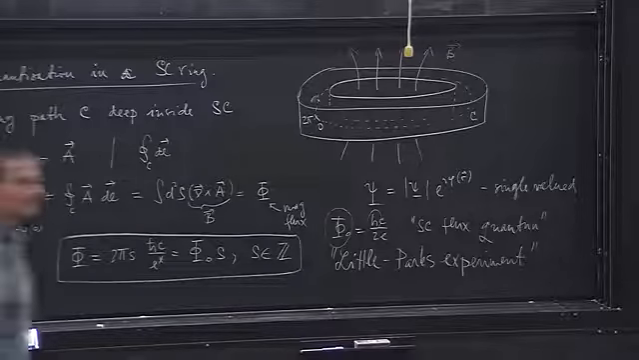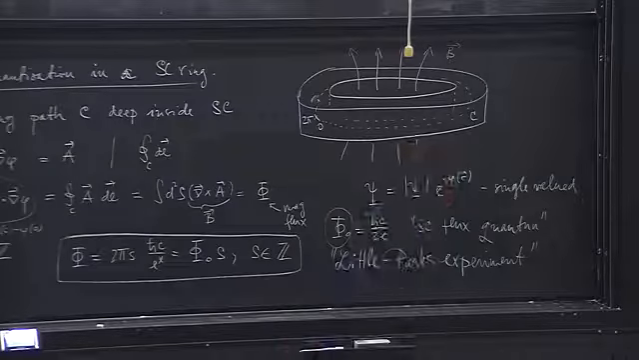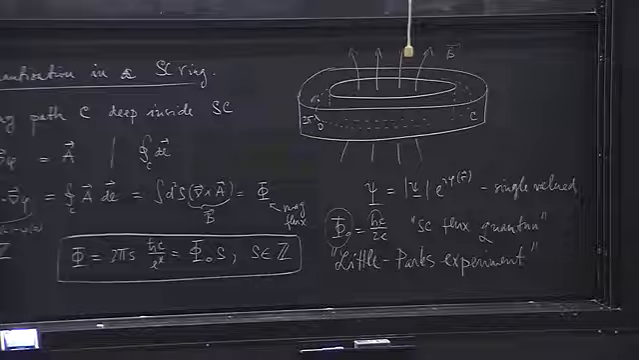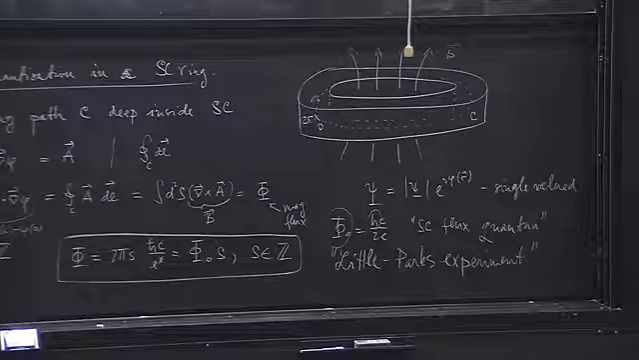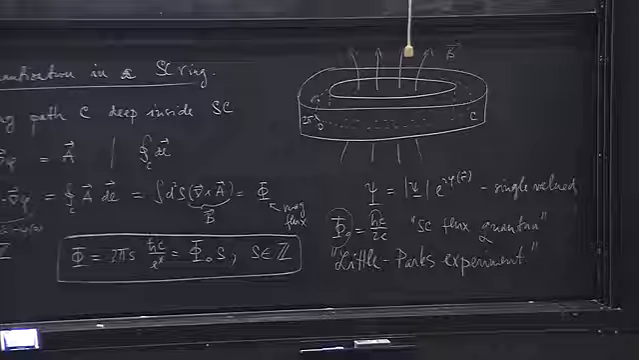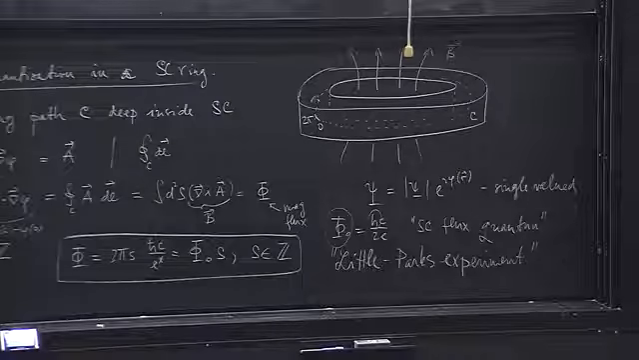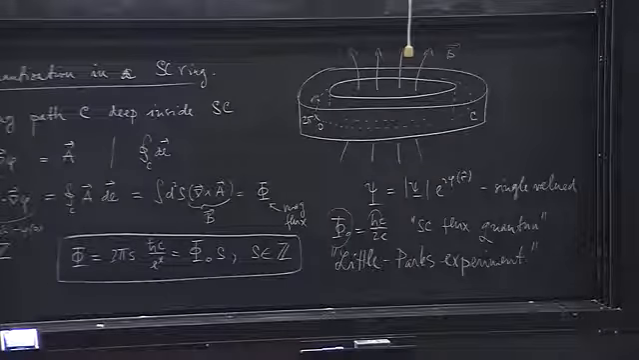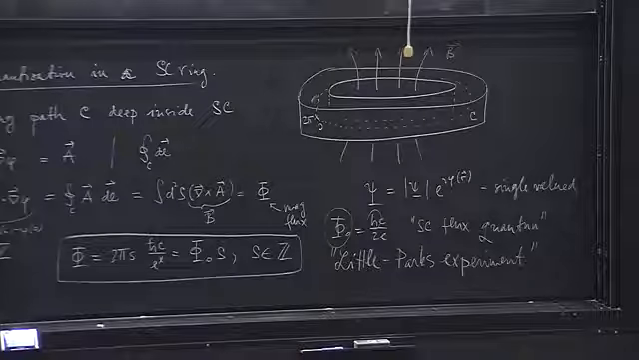Any questions? Yes? It is surprising to me that all this derivation is not dependent on the size of the ring. So is it possible, for example, to have one or two quanta, a small number of flux quanta, in a macroscopic ring, say 1 millimeter long? Or does the number somehow depend on the size of the system?